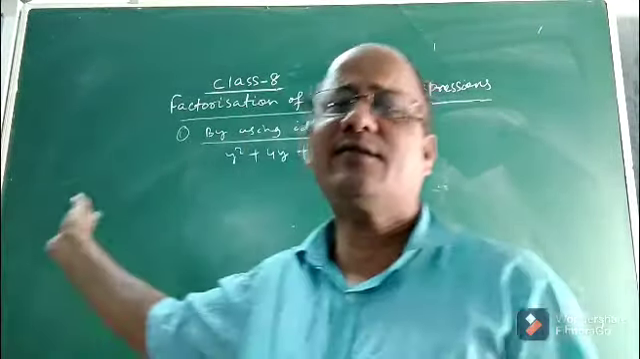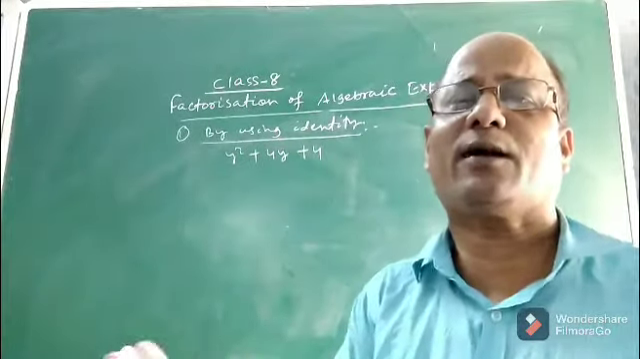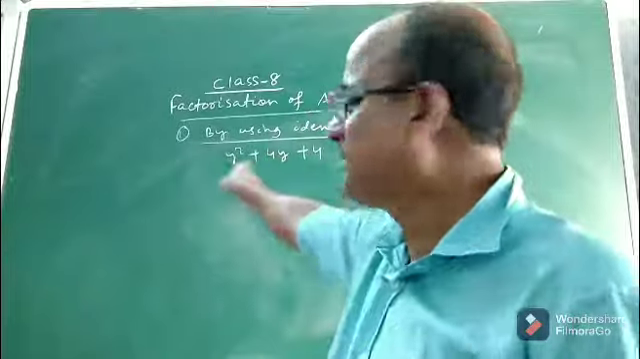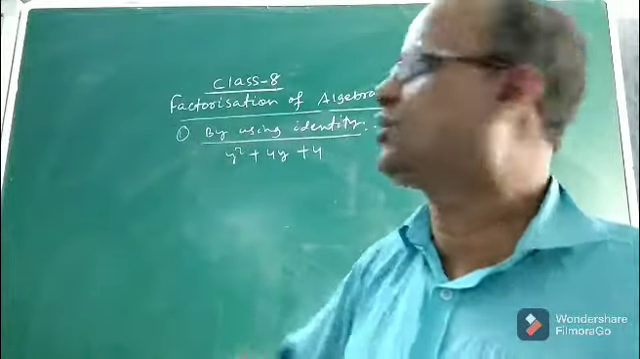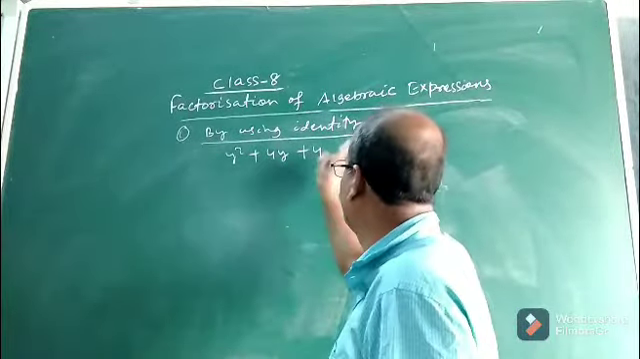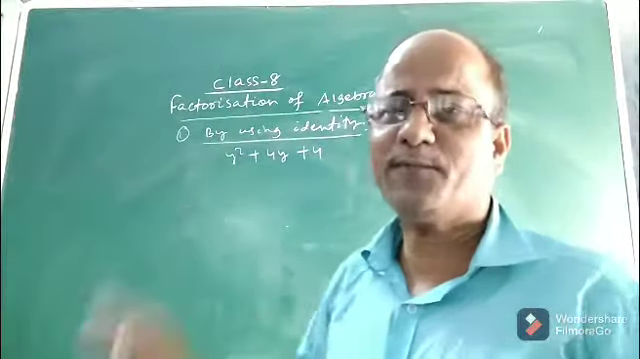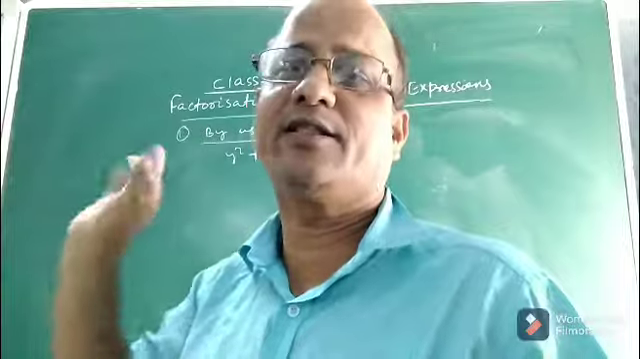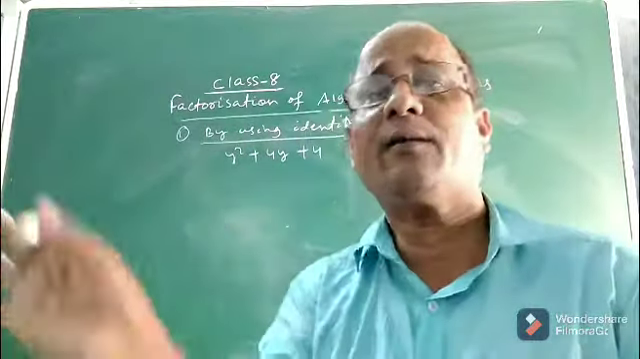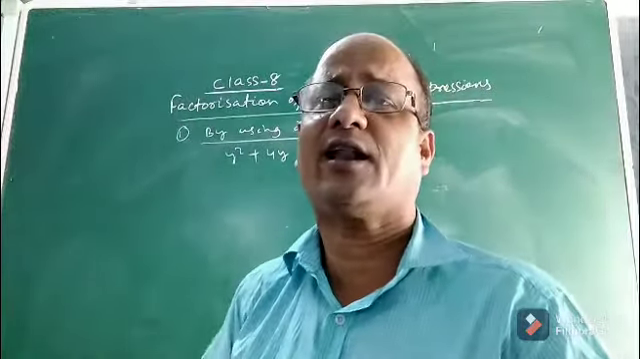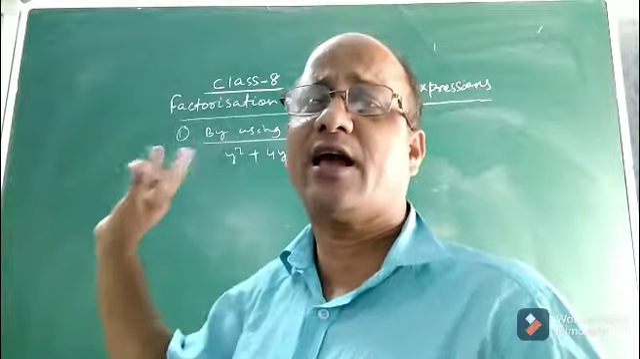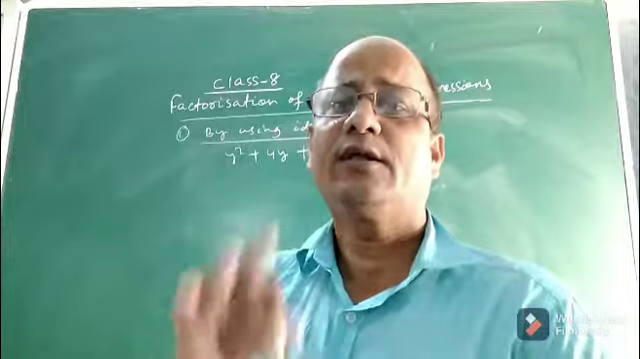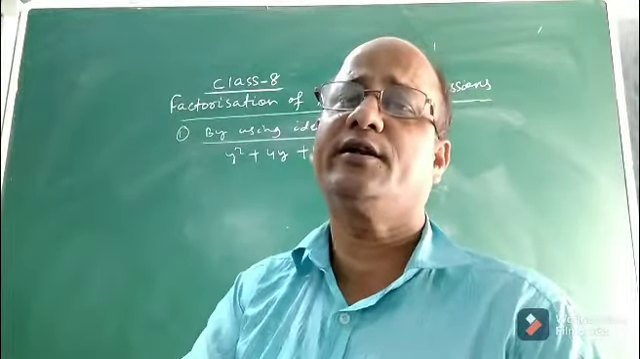To factorize this algebraic expression, we cannot apply those methods which we had read in class 7. Because neither can you take any common factor in this expression, there is no common factor in the 3 monomials, nor is it possible by rearrangement, nor is there any binomial as common in this particular question. So we cannot apply those methods to factorize this kind of algebraic expression. Then what will we do? The method is we have to use identity.